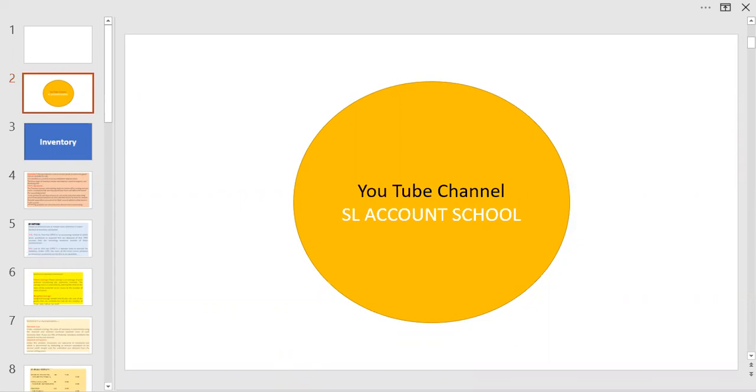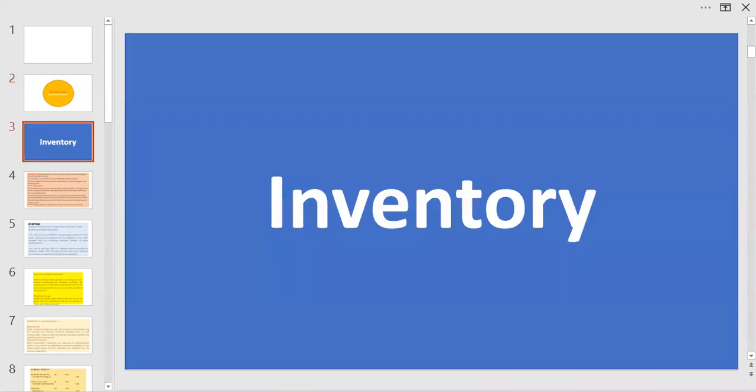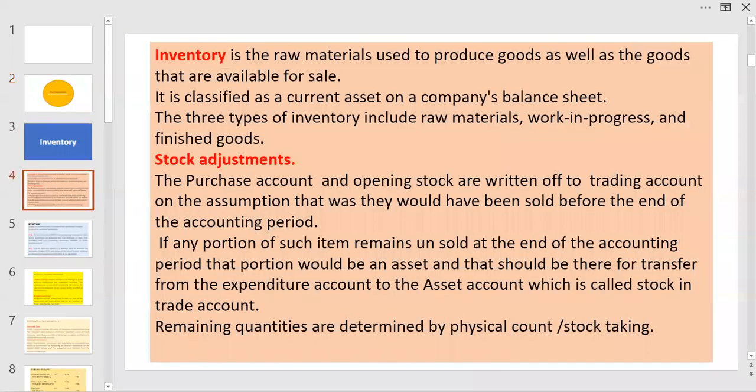Today's topic is inventory. Inventory is the raw materials used to produce goods as well as the goods that are available for sale. While raw materials, work in progress, and finished goods are used for manufacturing businesses, for merchandising business it will be only stock in trade. Balances of these accounts will be treated as current assets.